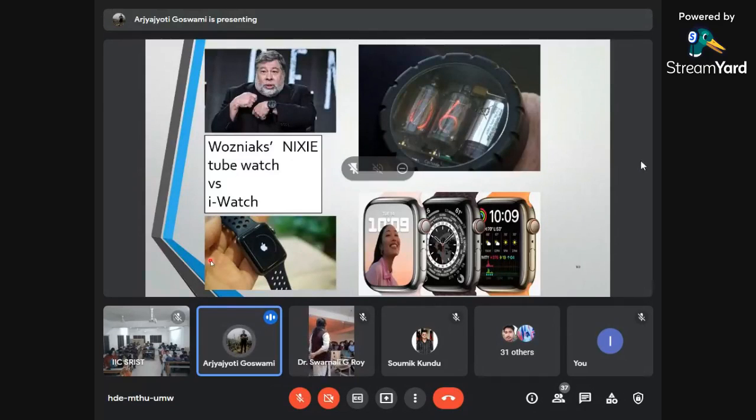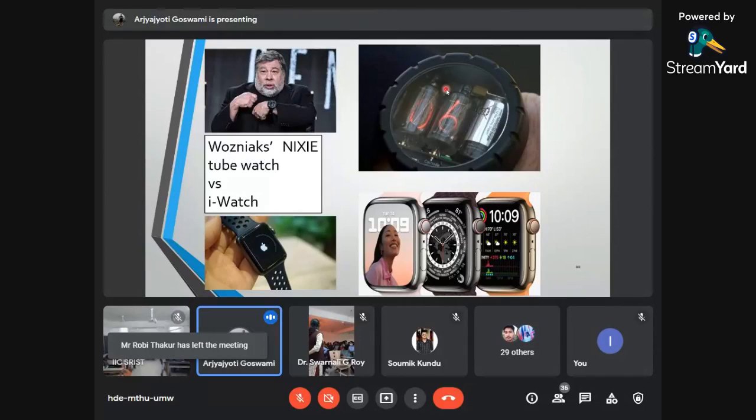In that movie, there is a particular scene where Steve Wozniak comes up to Steve Jobs and shows him his watch, his CRT based watch. It was called the Nixie watch. It was a very cool looking, very nice looking gadget. Steve Jobs asked him, how do you change its time? For changing the time, Wozniak had to remove this dial and use a special type of pin, and then he has to change the time.